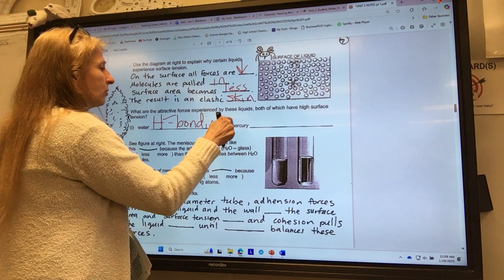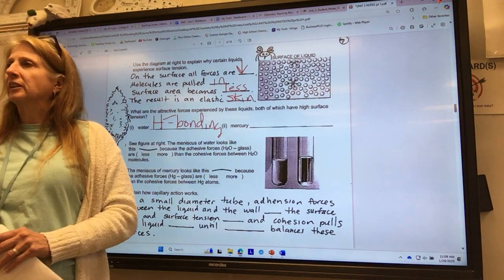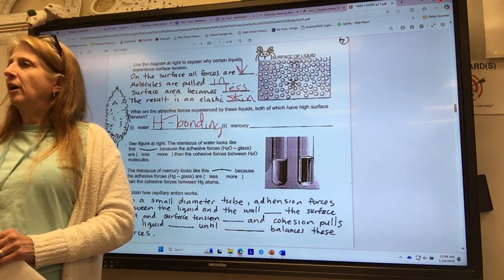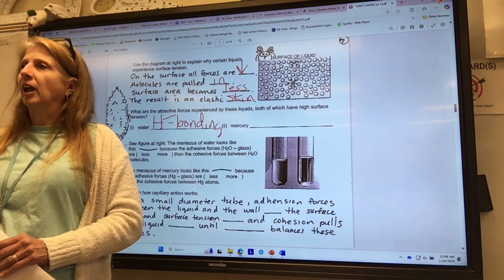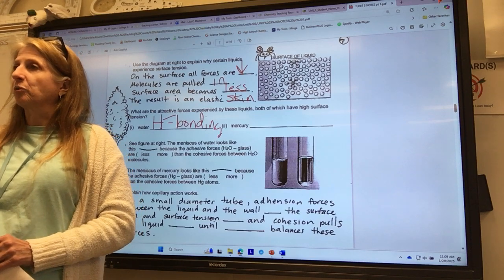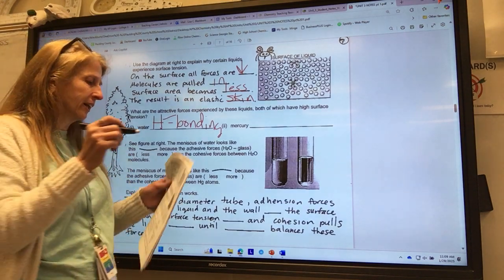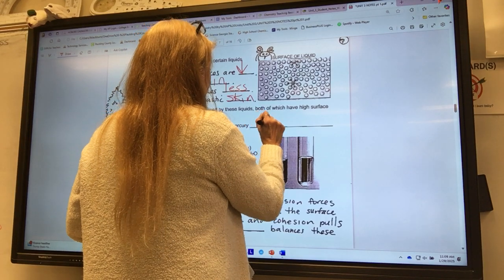What makes the mercury stick together? It's one of our three types of bonds: ionic, covalent, and one that starts with M. Metallic. So it's metallic bonding.